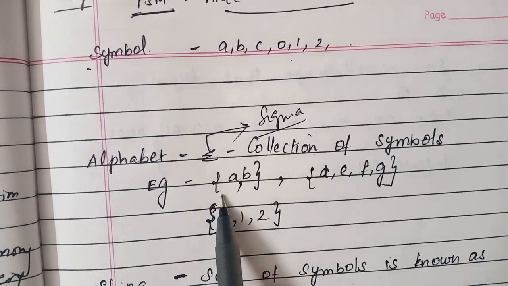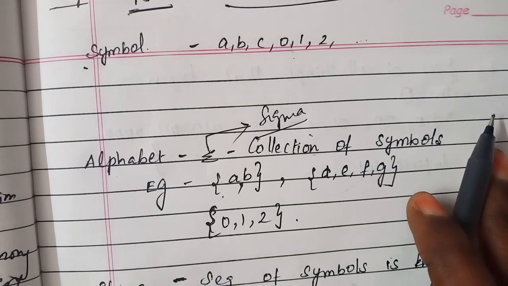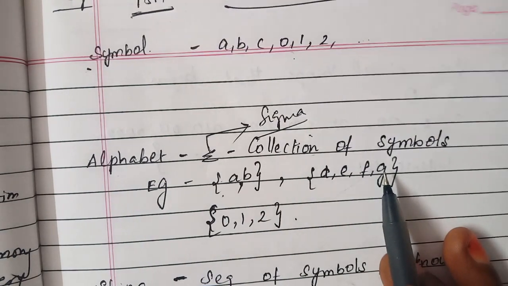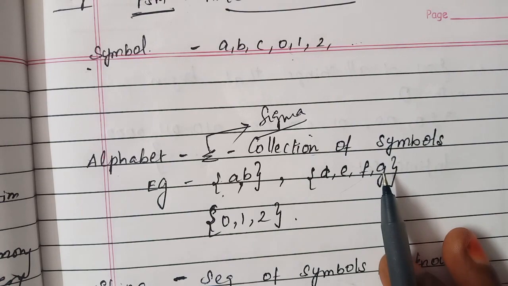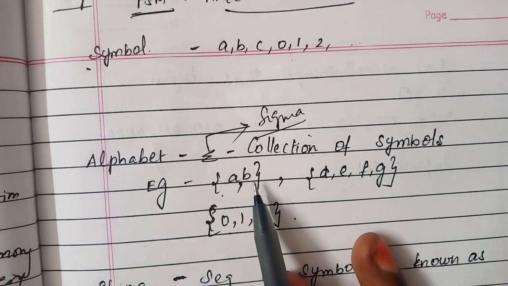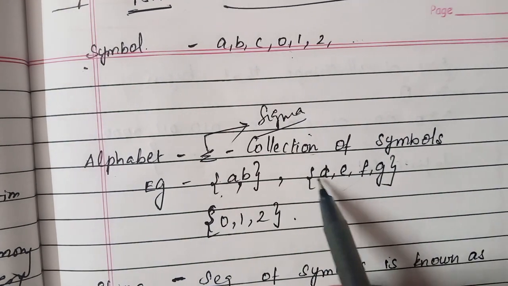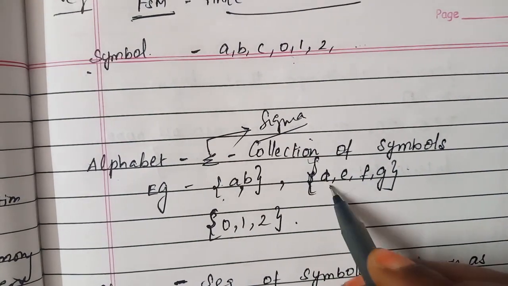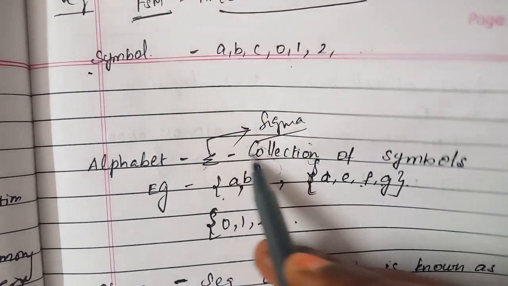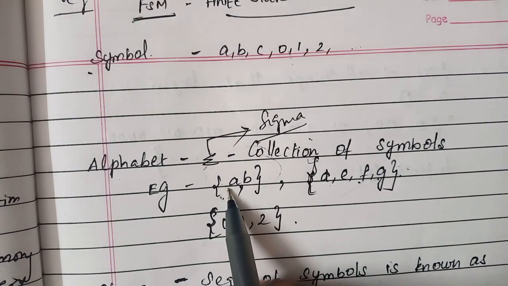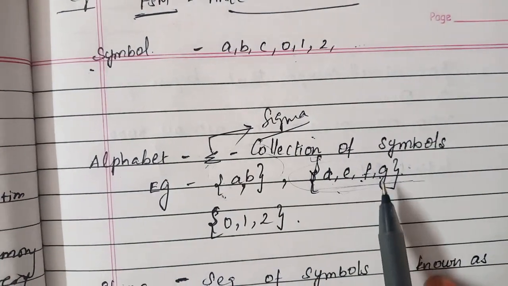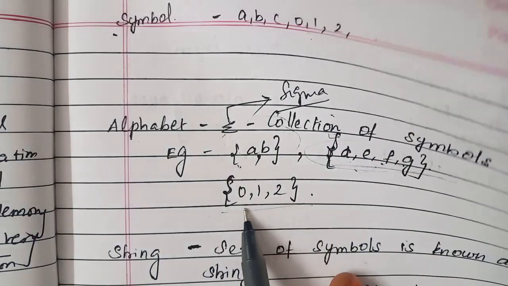For example, if you have a collection of symbols, here A and B, it is a set of alphabets. Another variation is the alphabet D, E, F, G. For a particular language grammar generation, if you use only A and B, you create some grammar. Similarly, with only four symbols you can create a grammar. Other than this, you can use numbers too.